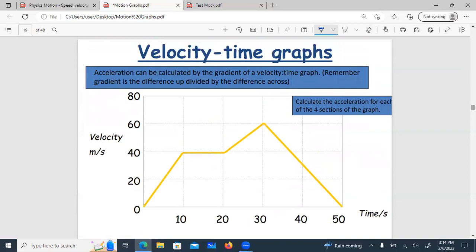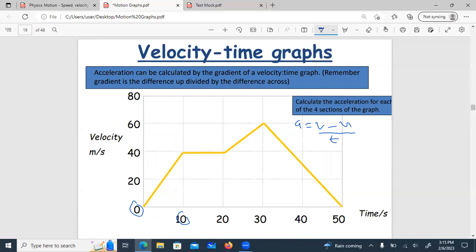Look at this graph here. This is a velocity time graph, and you've been asked to find the acceleration within the first 10 seconds. So within the first 10 seconds, that's from 0 up to 10. Which formula would you use to find the acceleration? Acceleration is equal to final velocity minus initial velocity divided by the time taken.